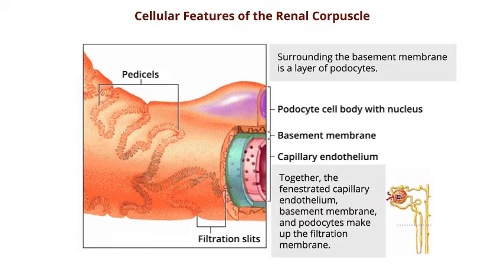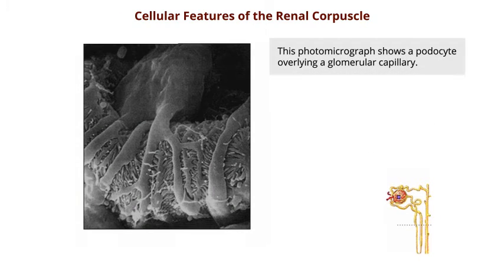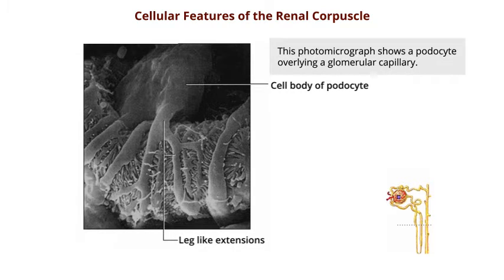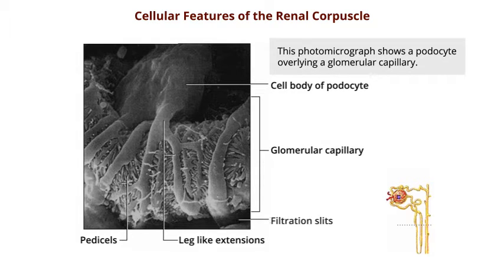Let's take a look at a photomicrograph of a glomerular capillary. Here is a photomicrograph of a podocyte overlying a capillary. Extending from the podocyte's cell body are leg-like extensions containing the fringe-like pedicels. Notice how these extensions and pedicels wrap around the capillary and interdigitate to form the filtration slits.